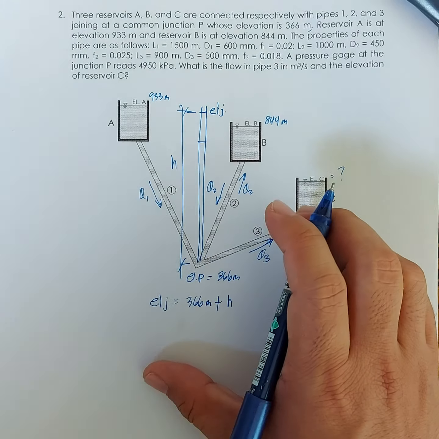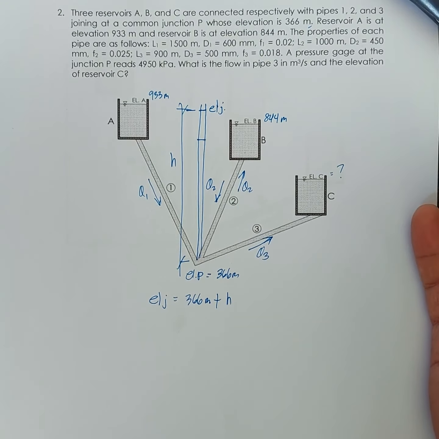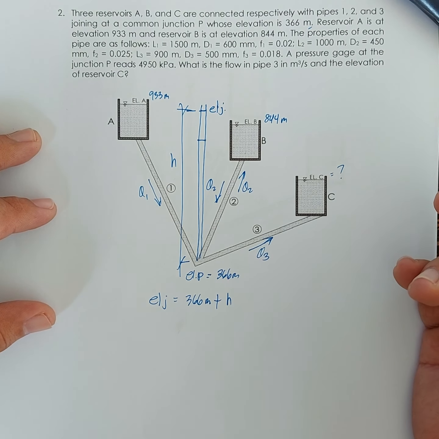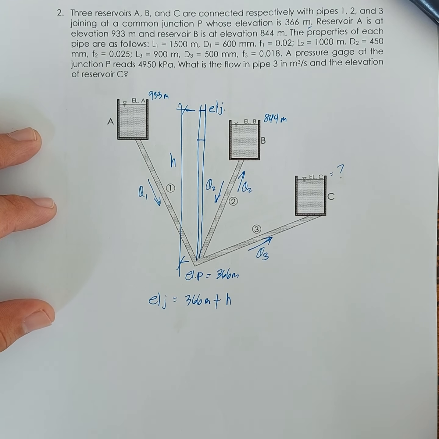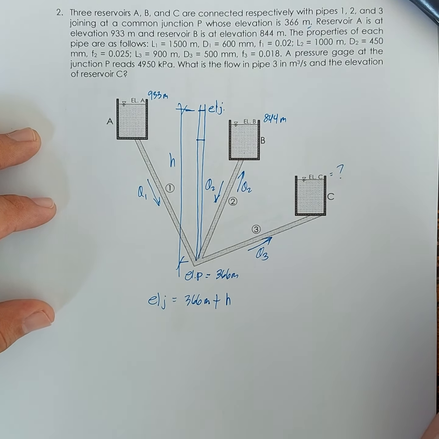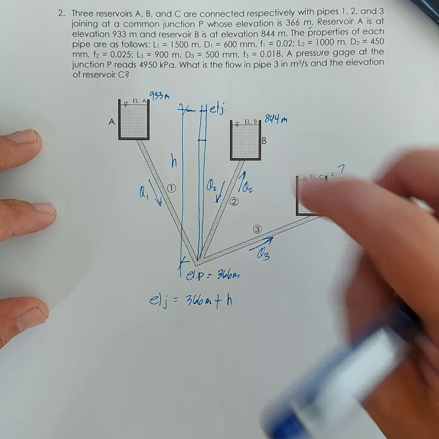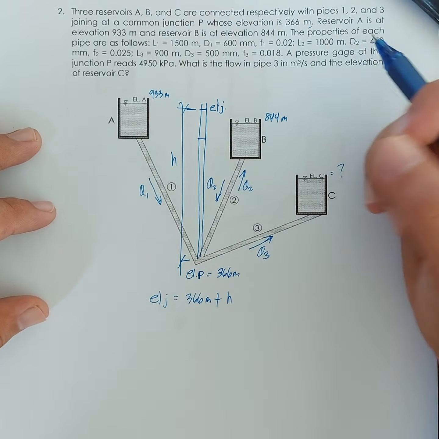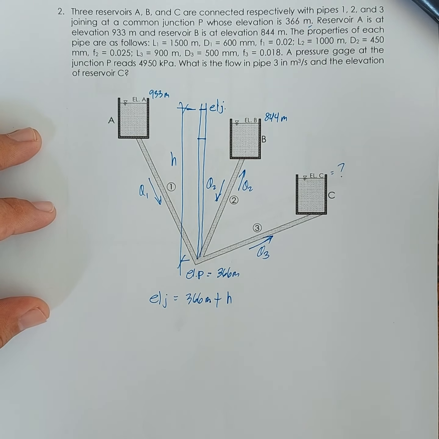How do we solve for H? The pressure reading at the junction is given. So we can convert that to an equivalent pressure head in water. Then that would be the elevation, the reading of our piezometer. So let's solve for H then.